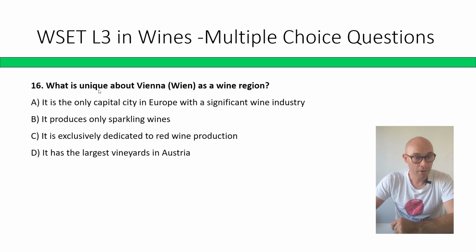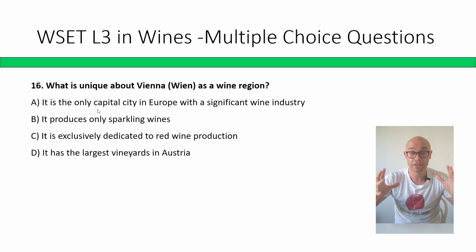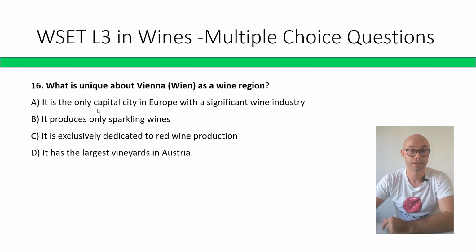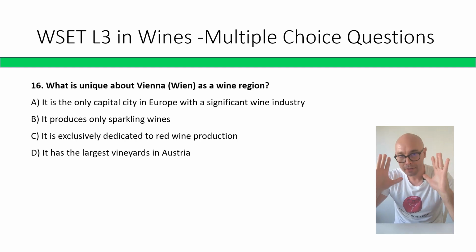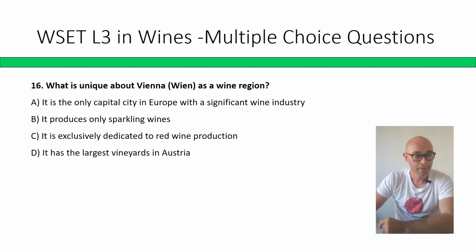What is unique about Vienna as a wine region? It is the only capital city in Europe with a significant wine industry. It produces only sparkling wines. It is exclusively dedicated to red wine production. It has the largest vineyards in Austria. The correct answer is A. It is the only capital city in Europe with a significant wine industry, meaning that the vineyards are in the capital city. I mean, not in, but around the capital city.